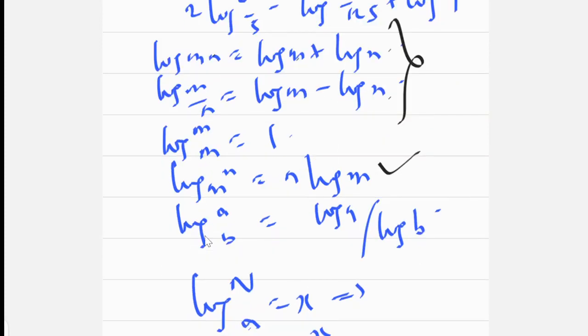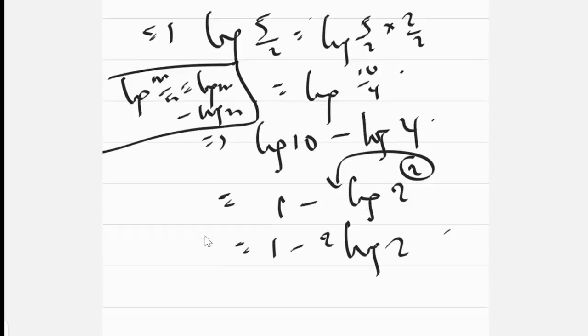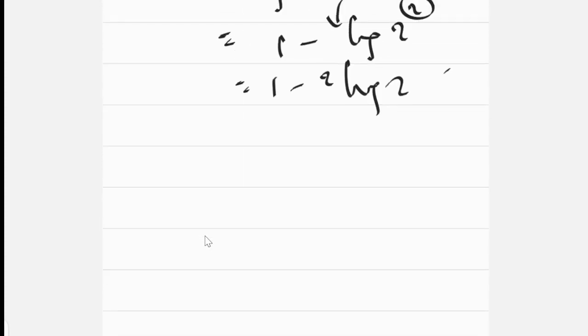So JAMB wants to know you actually understand the concept very well. So if they give you any question on logarithm, they just require you to what? To apply some of the laws of logarithm, and that is all. So let us continue. The next question, question 28, right? Yeah. So let us solve the next question.